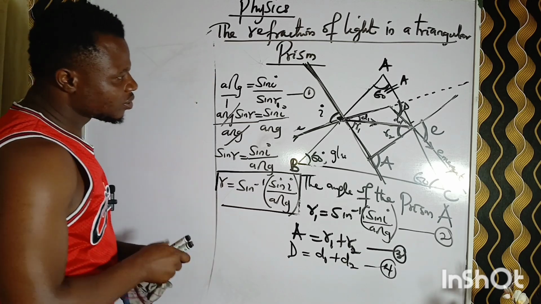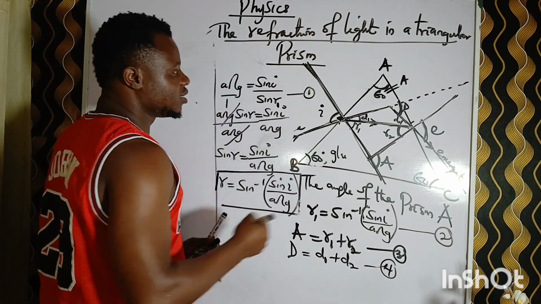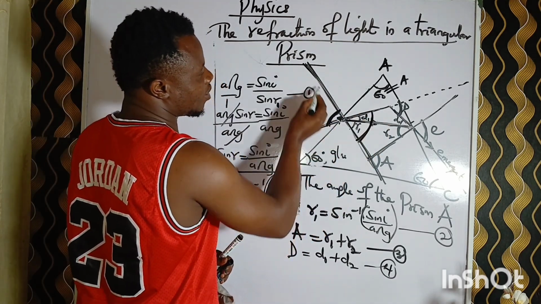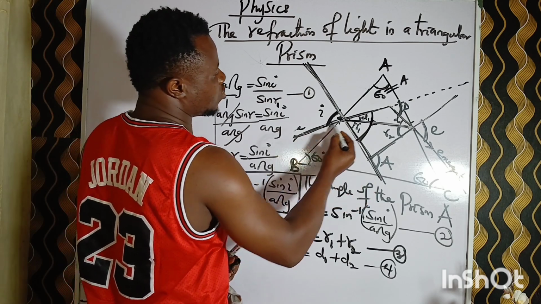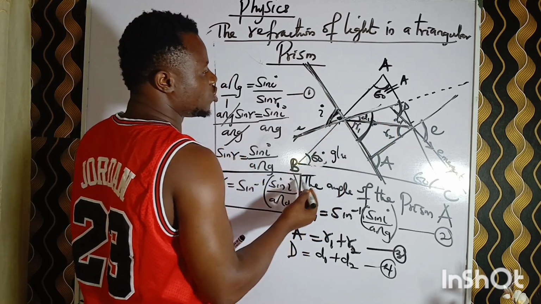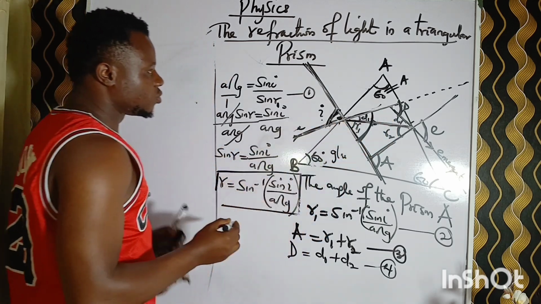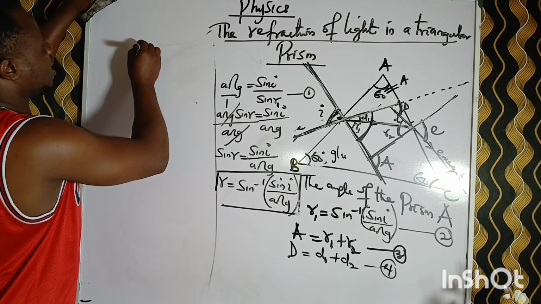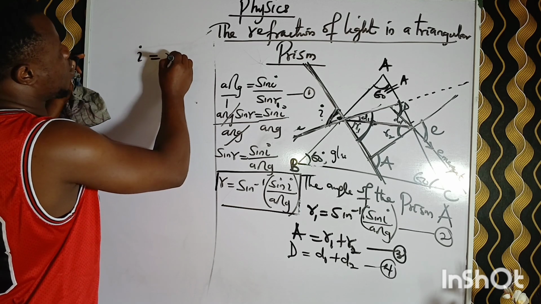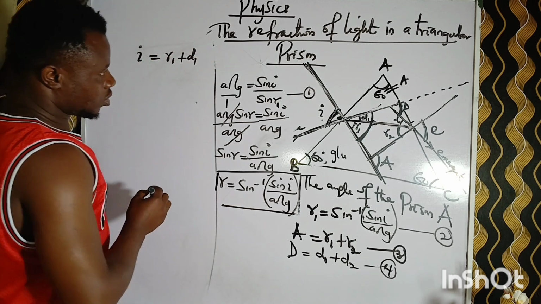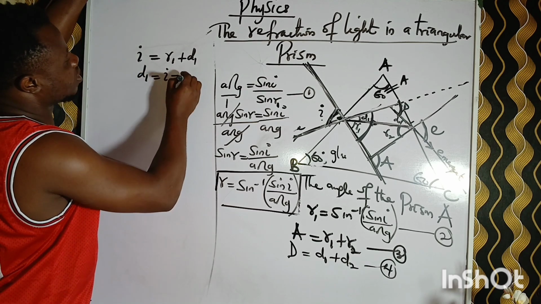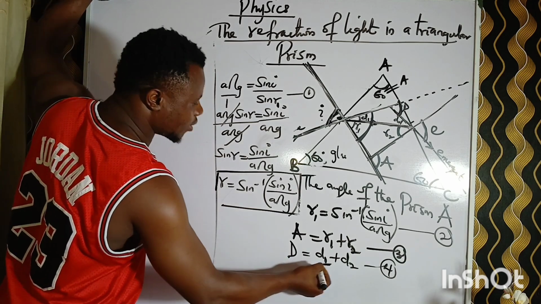Now, if you watch very well again, you see that this angle here is vertically opposite to this angle. Why? Because we have this and we also have this. So you can see this angle that forms between this line and this line is I, R1 plus R2. So therefore I can say that I is equal to R1 plus D1. In that case, to get D1 here, it will be I minus R1. So I have seen this D1.